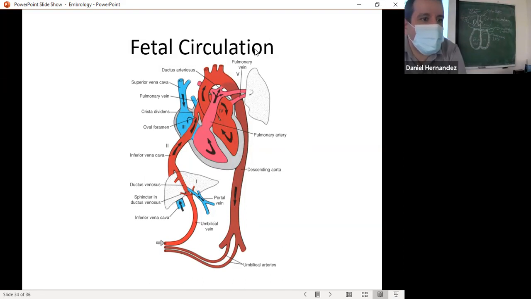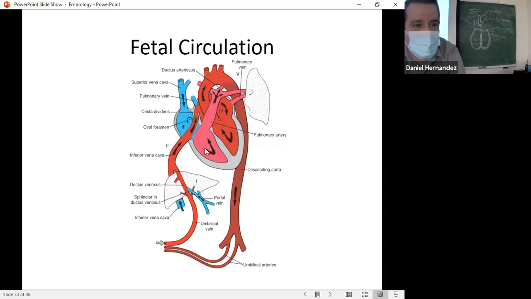So this is just a diagram of our fetal circulation. The blood flow coming in the umbilical vein, through the liver, through the ductus venosus, into the IVC, which enters the right atria. Blood is then primarily diverted through the foramen ovale into the left side of the heart.